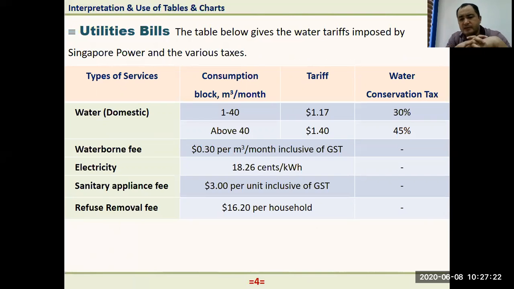This type of bill, maybe in Cambodia, the format is a little bit different, after all similar, right? And also we get different bills for water, for trash, for electricity, right? But whatever it is, maybe in Singapore, it is quite well organized, this is what we get at the end of each month in Singapore, okay? So this is one example. The table below gives the water tariffs imposed by Singapore Power and the various taxes.